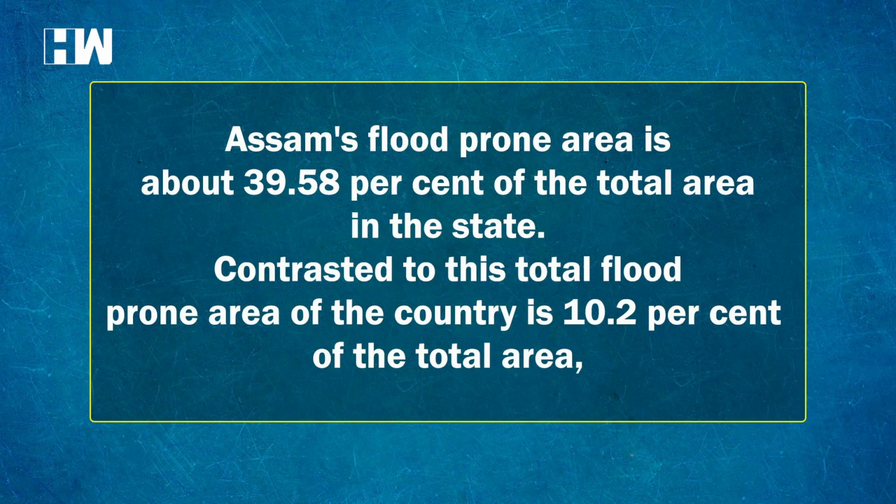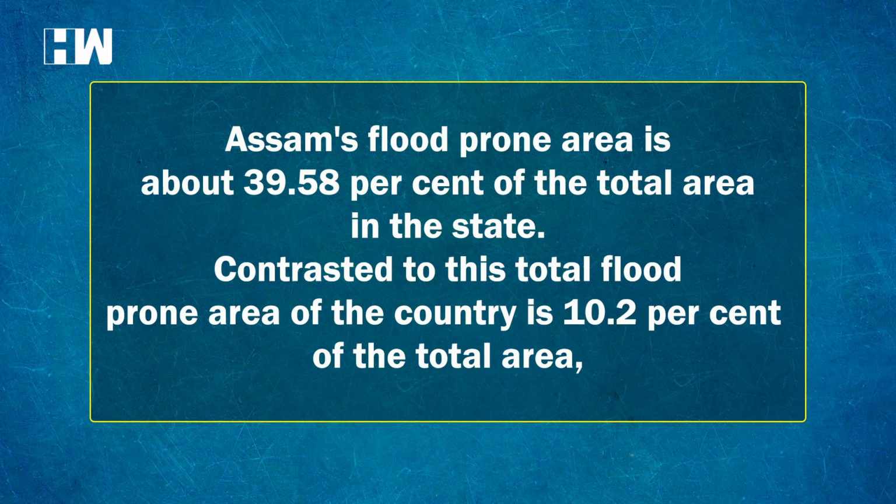Why is this flood recurring in Assam and why is it causing such a massive human loss and loss of cattle and properties? Now, the first thing we need to understand is Assam's flood-prone area is about 39.58% of the total area of the state. Almost 40% of Assam's area is flood-prone. The Indian average of flood-prone area is just 10.2% and Assam is 39.58%. So, as a state, Assam is a flood-prone area.